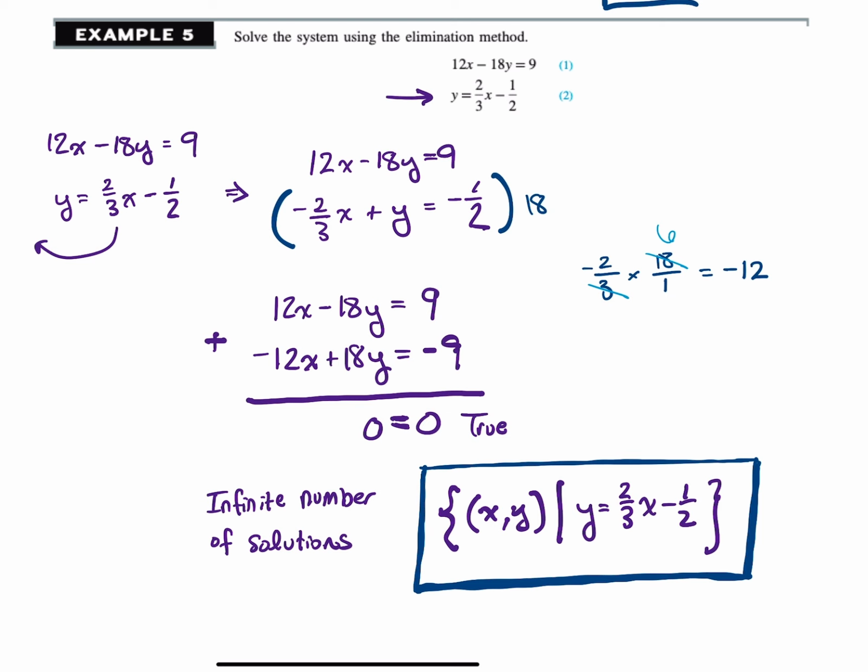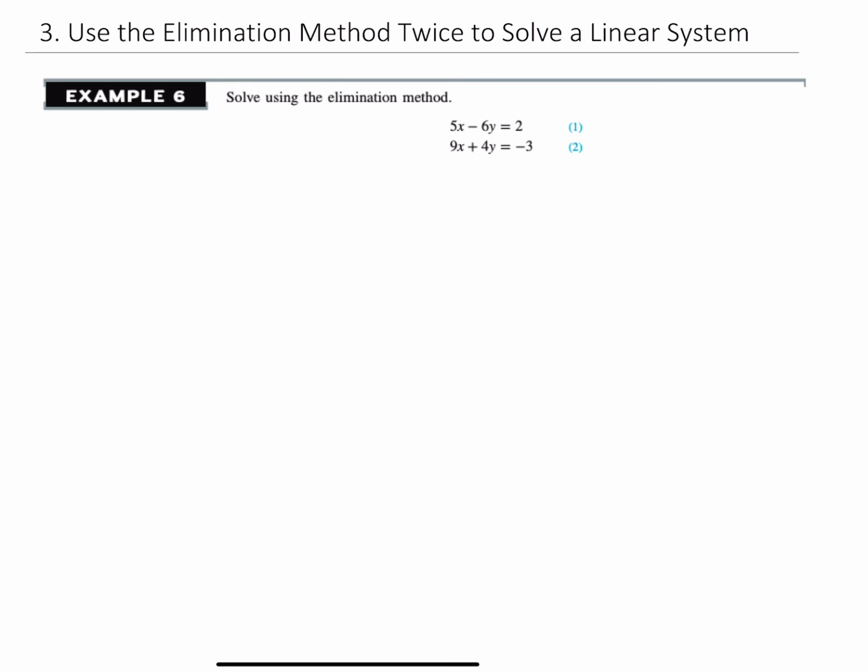All right, let's see one more suggested technique. This is titled Using the Elimination Method Twice to Solve a System. So let's see what they mean by that. So we'll start out the same. Let me write out the system. I have 5x minus 6y equals 2. And then 9x plus 4y equals negative 3.